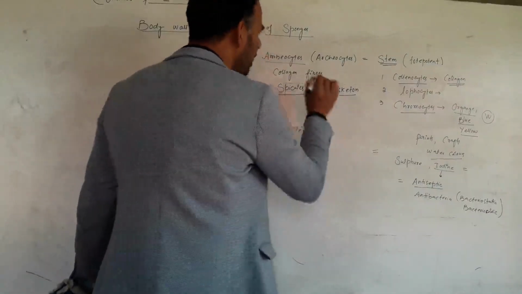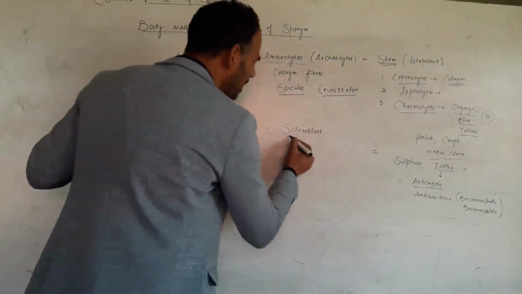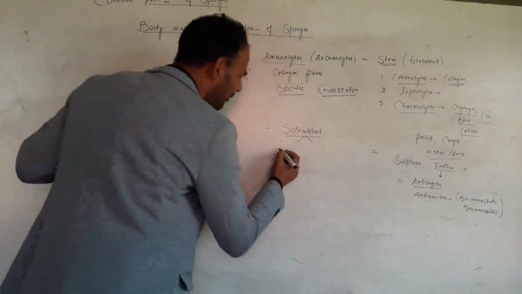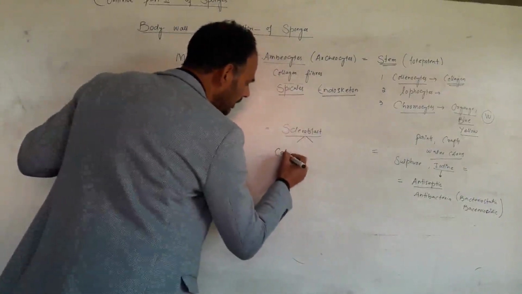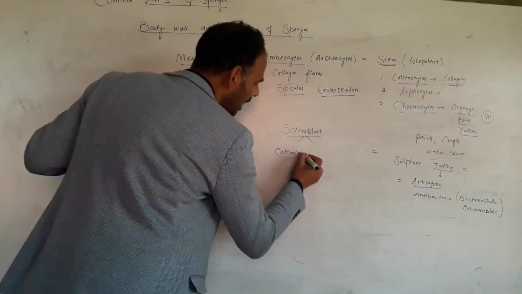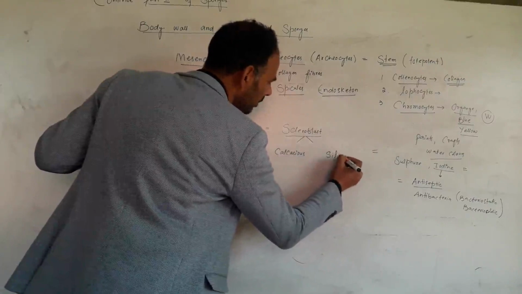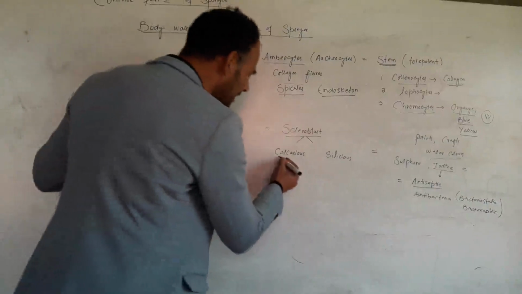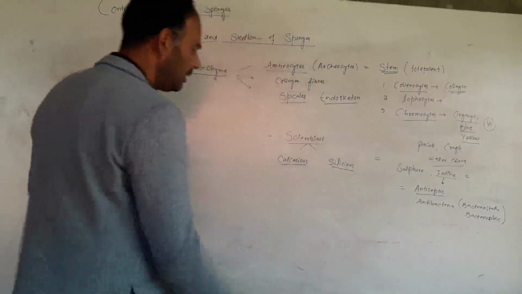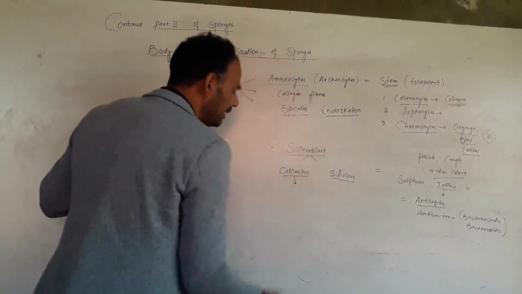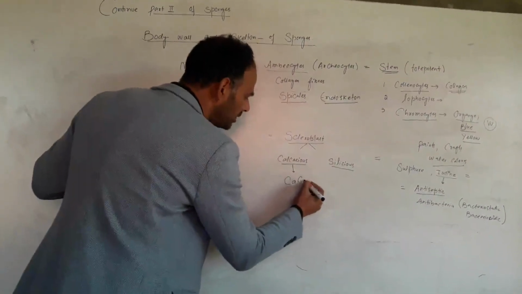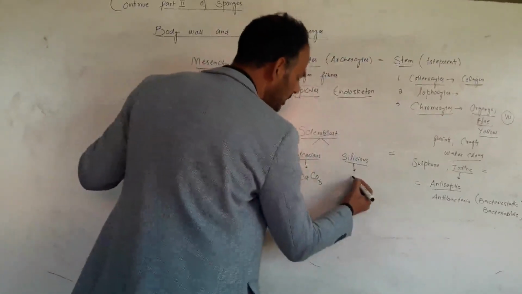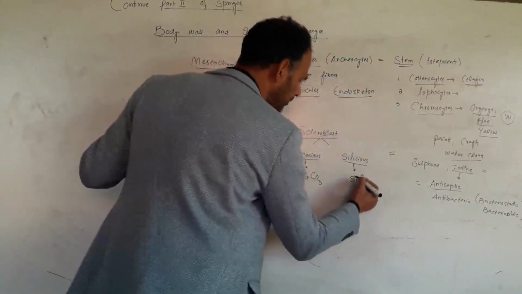These cells are also derived from archaeocytes. These scleroblasts secrete their skeleton, for example, calcareous and siliceous. Scleroblasts secrete calcareous skeleton and siliceous skeleton. This calcareous skeleton is made of calcium carbonate, CaCO3, and siliceous skeleton or siliceous spicules is made of silicon dioxide.